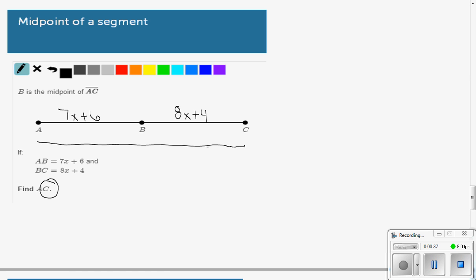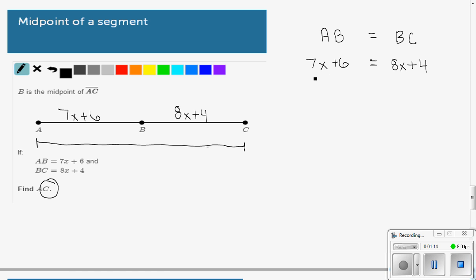Now we know that B is the midpoint of AC. So we know that B is the exact middle. If B is the exact middle, then we know that AB has to equal BC. If we know that these two things are equal, we can just write down our equation using the expressions that are given for AB and BC. So if AB is 7x plus 6, and we know that has to equal BC, which is 8x plus 4, we now have an equation that we can use to solve for x.